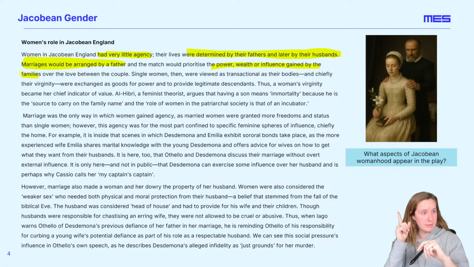Question is the one in blue just above me. What aspects of Jacobean womanhood appear in the play?